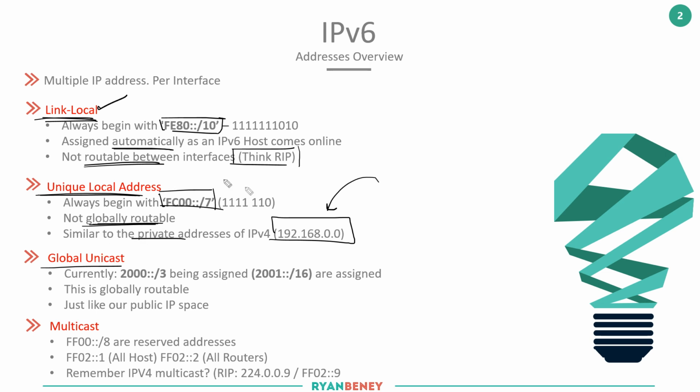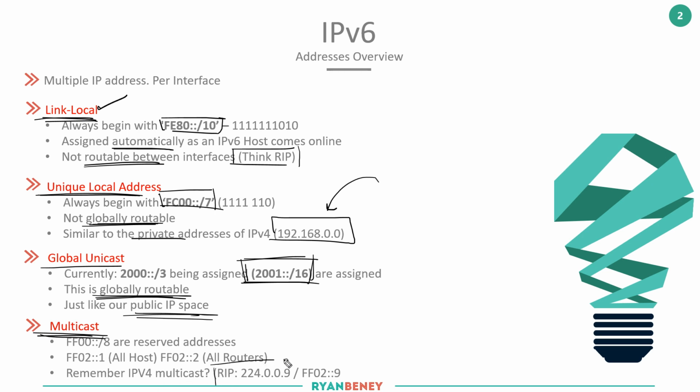Global unicast is the opposite. It's our public IP space. It is globally routable, and currently inside that 2000::/3, we're giving out 2001::/16. And then our multicast, this is used for the control plane primarily, at least at the CCENT level, that's how you learn it.